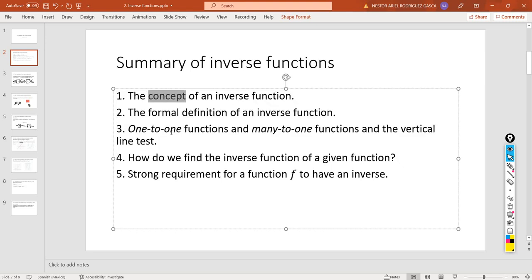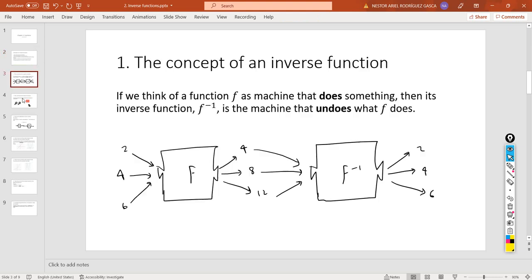The previous four numbers we have already talked about: the concept of the inverse function, the formal definition, what one-to-one functions and many-to-one functions are, and also how we can find the inverse function of a given function. I have talked about this idea with only one group that I am aware of, so for most of you this is going to be a new concept, a requirement for a function f to have an inverse function. So let's begin. We're going to cover this whole thing as quickly as we can.